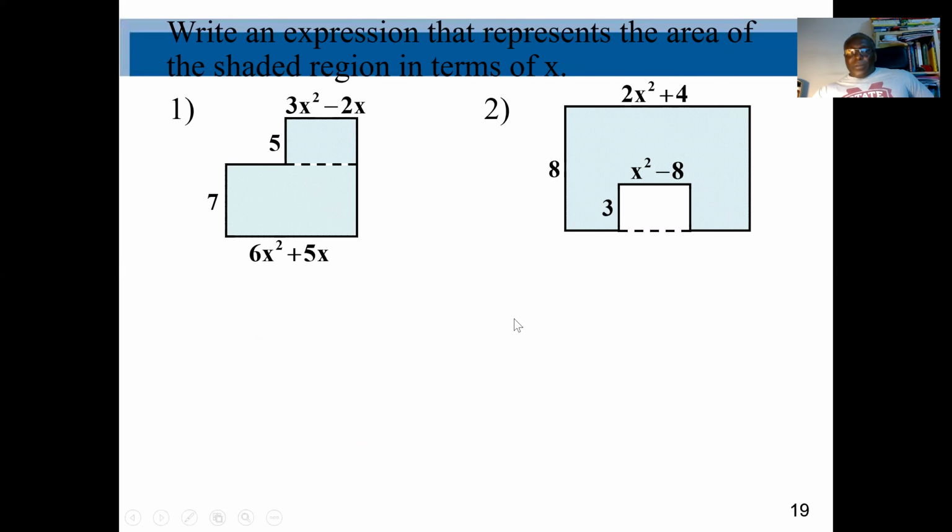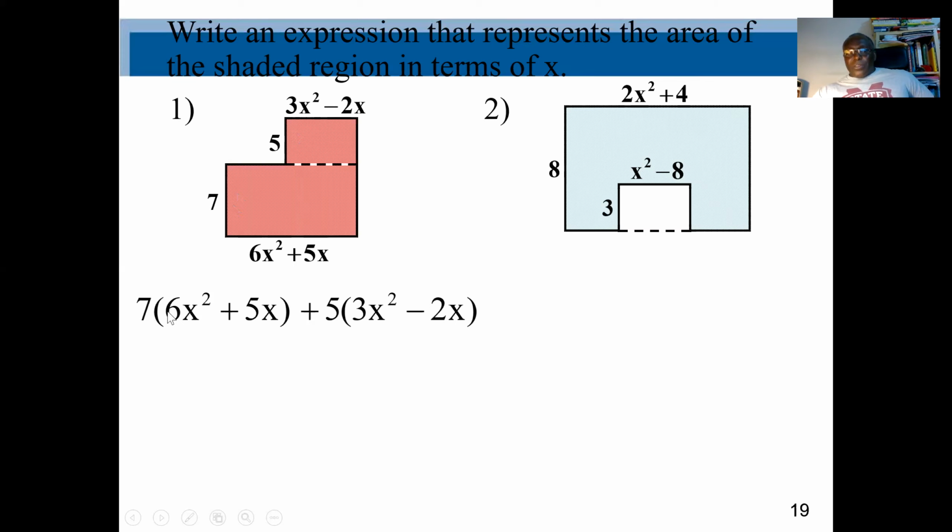The same concept, write an expression that represents the area of the shaded region in terms of x. Again, the same step, but this time we see different measurements. So I'm going to write down both. Now, x squared, we shouldn't worry about this. All we need to do is just a multiplication.